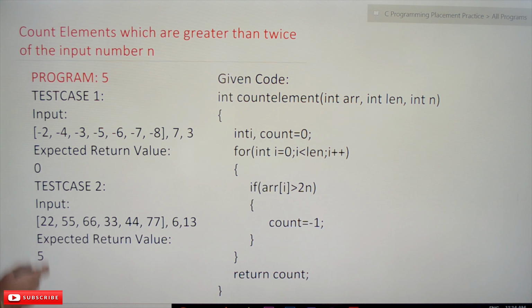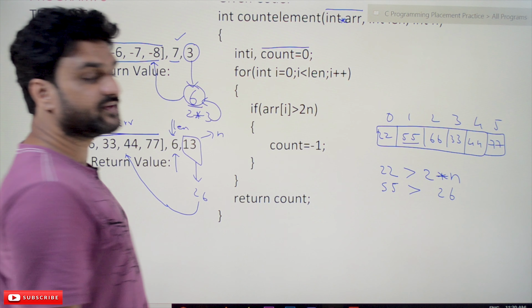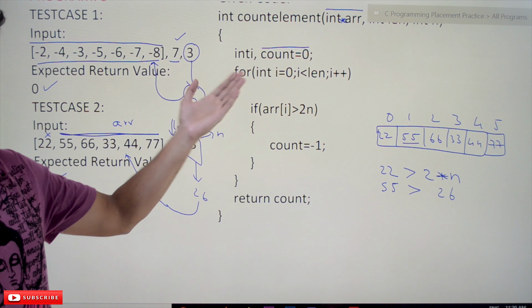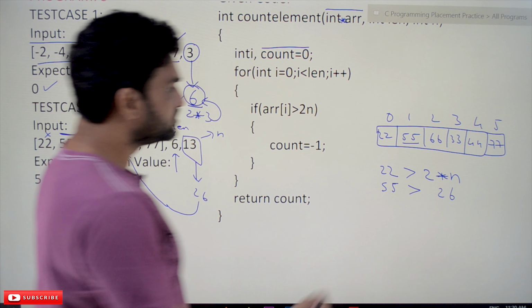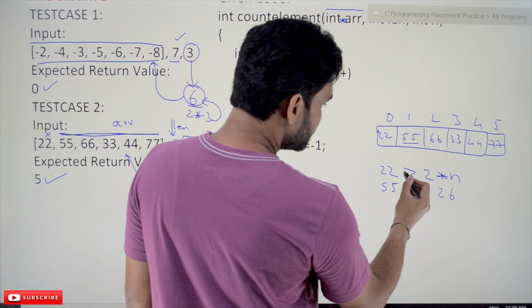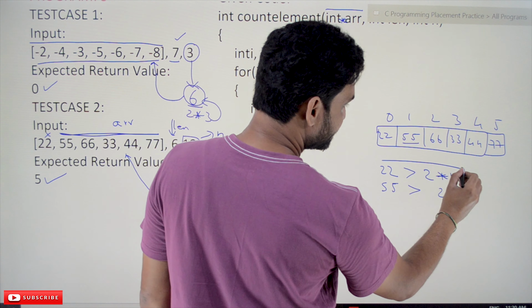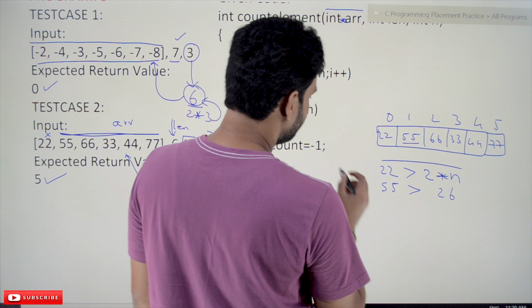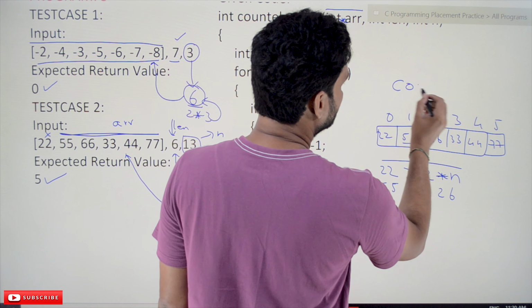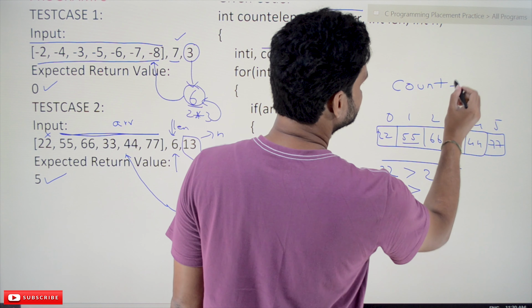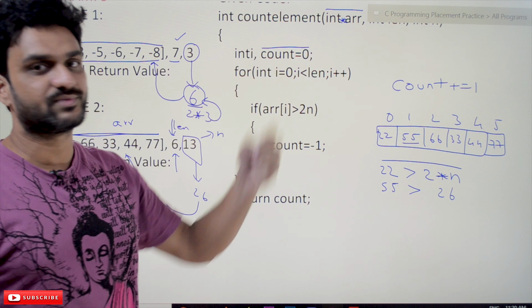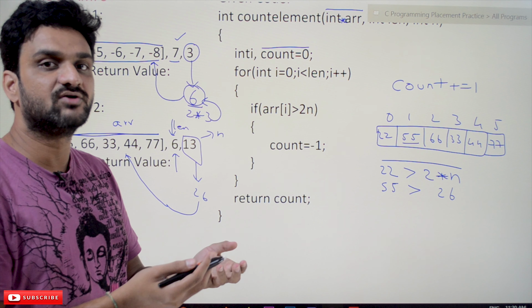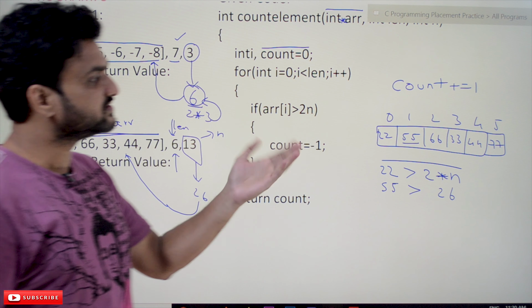If it is true, what do we have to do? Here we have taken a count variable, and the count variable is already there. Now we have to increment that count. The code is going to be: this is the if condition checking, and we have to increment the count. Count plus equal to 1, so this is going to be count is equal to count plus 1. We have to increment that count, and finally we have to return the count.